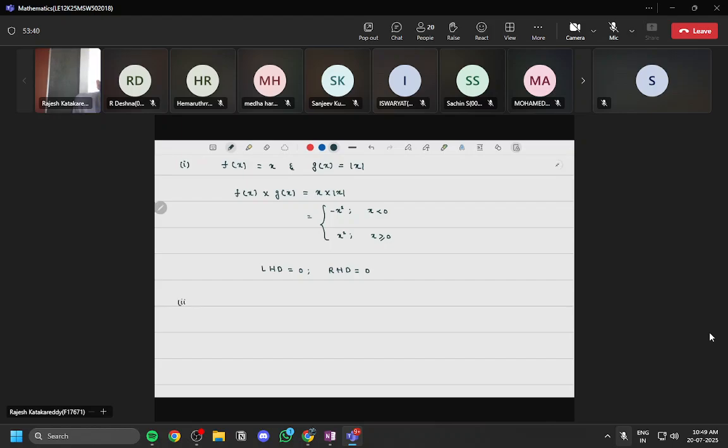Now, the second counter example may be like for composition, one continuous, one differentiable, and the second one non-differentiable.